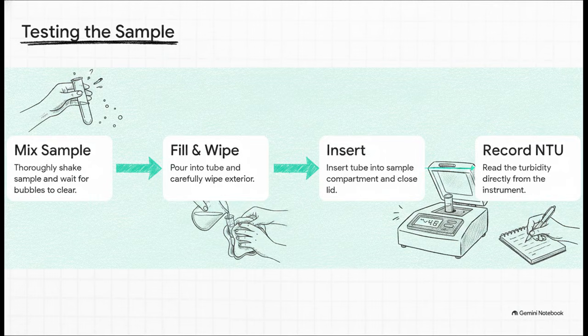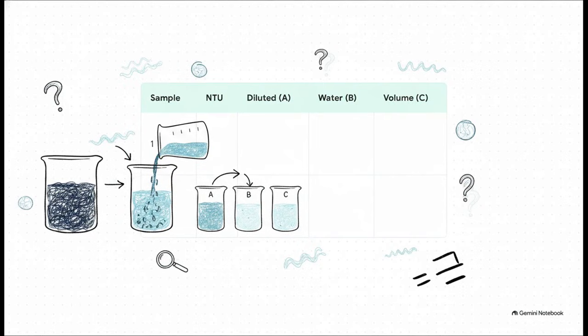So pour the sample into the cuvette, and then, remember that lint-free cloth? Grab it. You need to meticulously wipe down the glass exterior. Honestly, even a single microscopic smudge or a tiny bit of fingerprint oil will scatter the light and completely ruin your accuracy. Once that glass is pristine, pop the cuvette in, close the lid to block out any room light, wait for that digital reading to stabilize, and boom! Record your NTU. You'll be recording all your data super systematically in an observation table.